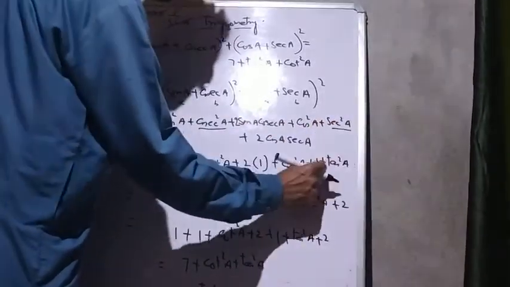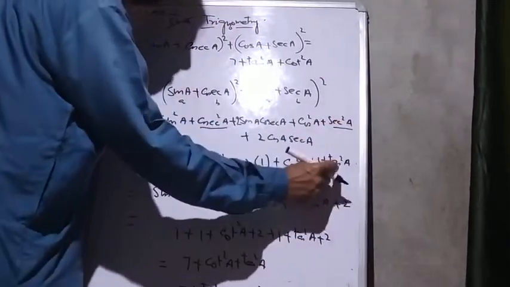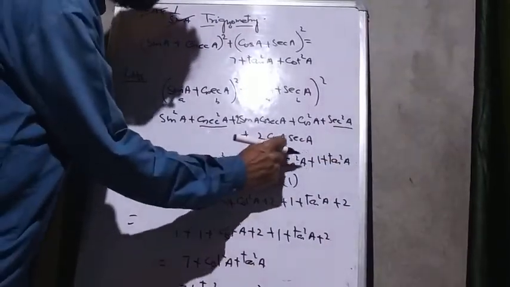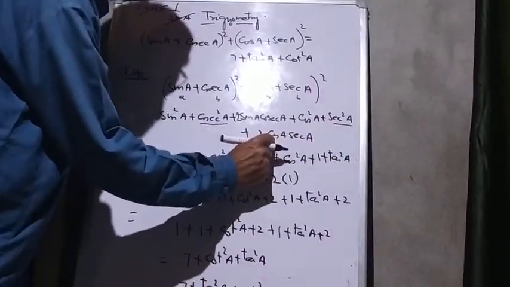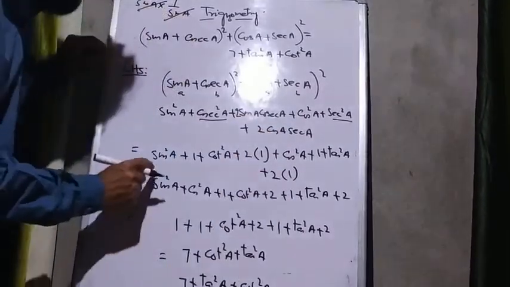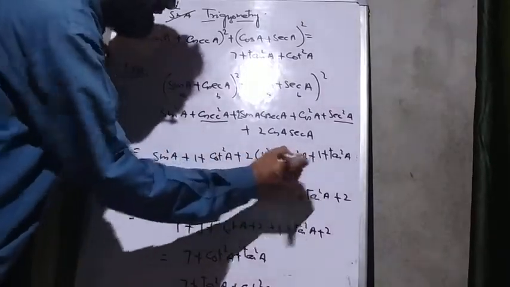So 2 into 1, sin into cosec is 1, plus cos squared A here, plus sec squared A. For sec squared A we will write here 1 plus tan squared A. This we already know: sec squared theta is 1 plus tan squared theta, plus 2 into cos A into sec A. Again cos A is multiplied by its reciprocal, it is 1. So 2 ones are 2.